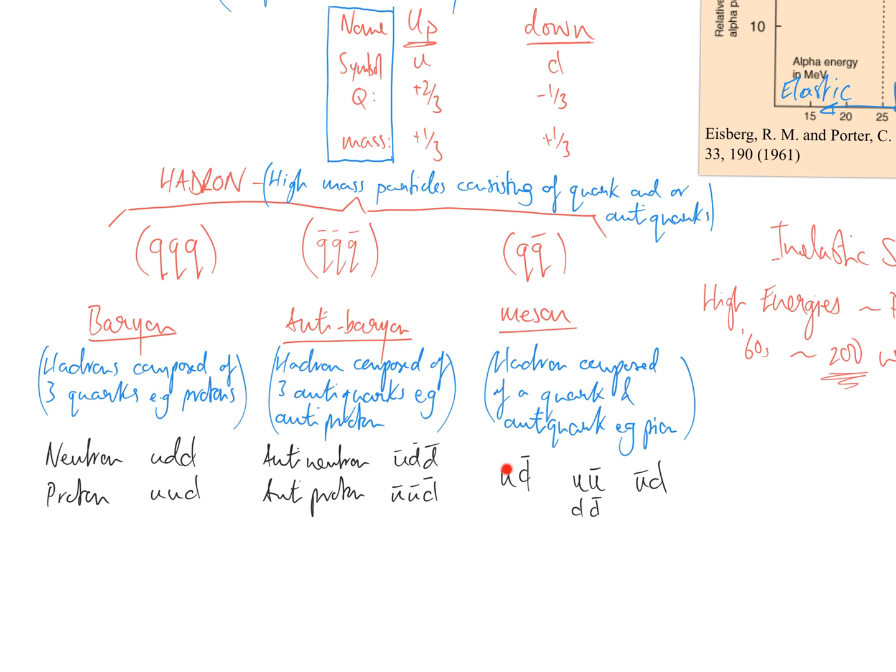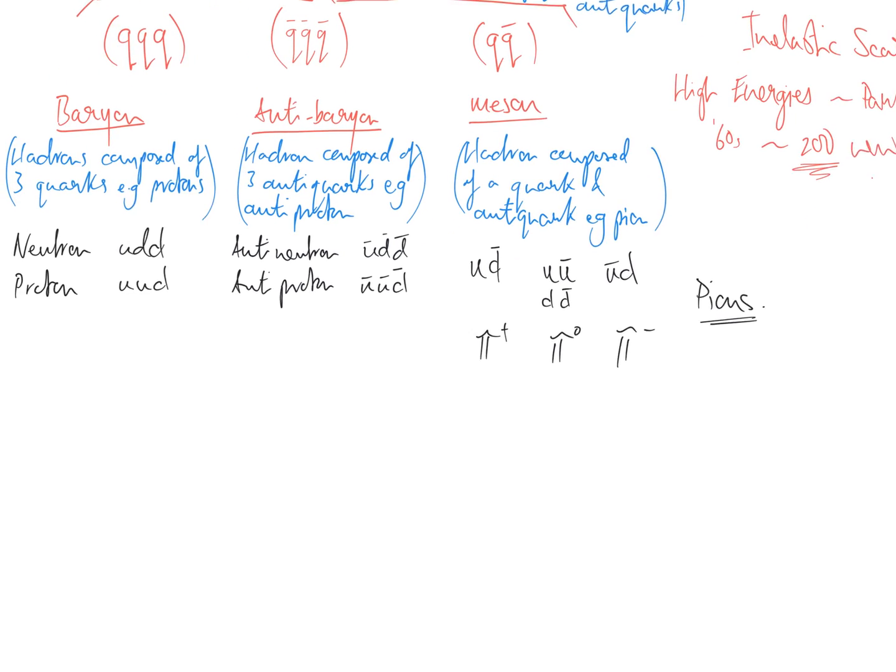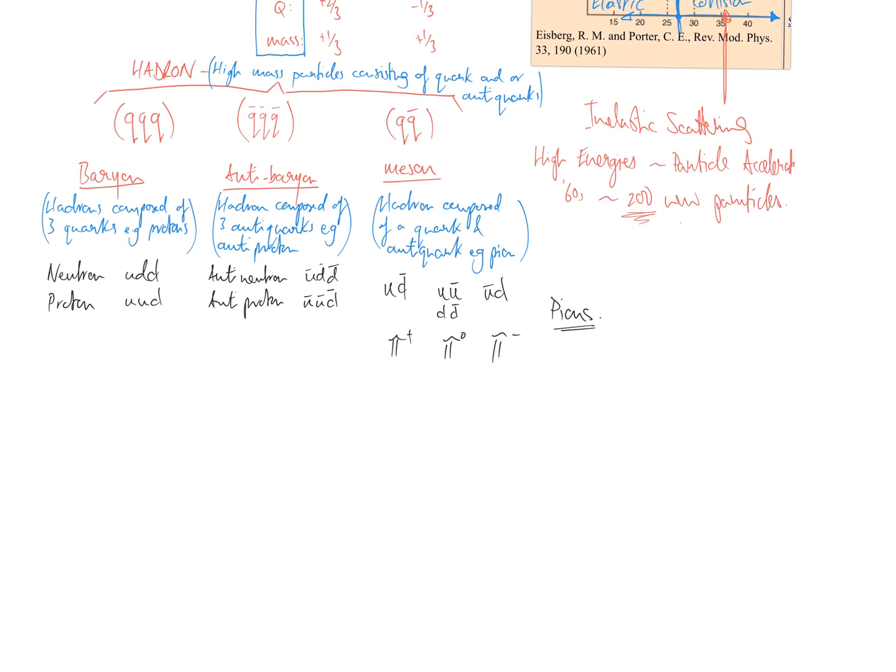This is going to give a charge of 2/3. And an anti-down is going to give us a charge of +1/3, so that gives us a charge of 1. So these are all known as pions. This is a pi plus, this is a pi 0, and this is a pi minus. They're all known as pions. They're the lowest energy mesons. If we were to increase the energy, so we write this as, say, low energy.